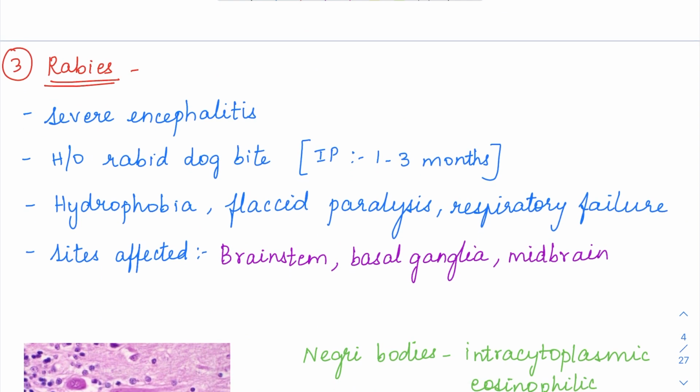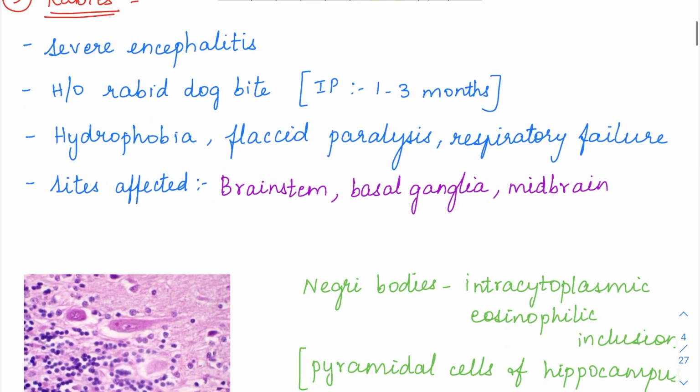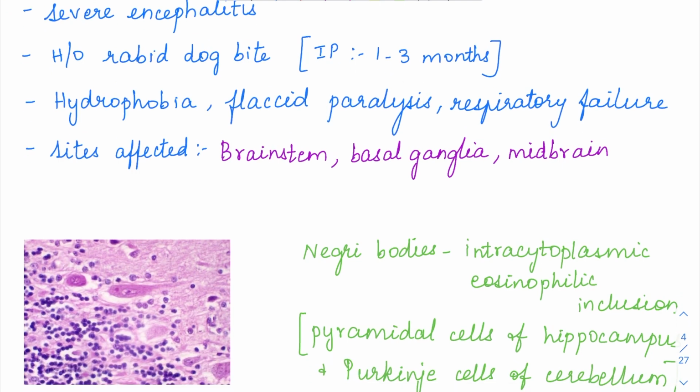Then rabies. So, rabies we are all familiar with. It is caused due to a rabid dog bite. So, after that, the patient will develop severe encephalitis. So, there will be a history of dog bite, and then within 1 to 3 months, the patient will start having symptoms like hydrophobia and then paralysis. And because of paralysis, respiratory muscles can also undergo paralysis, and that will lead to respiratory failure and death.